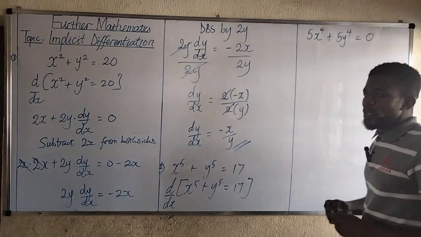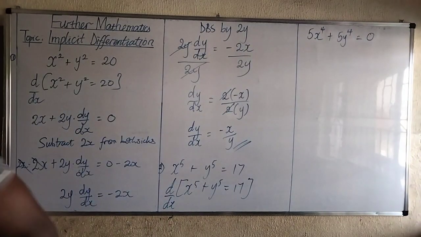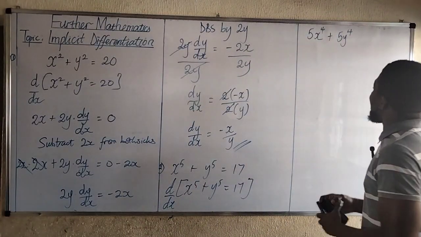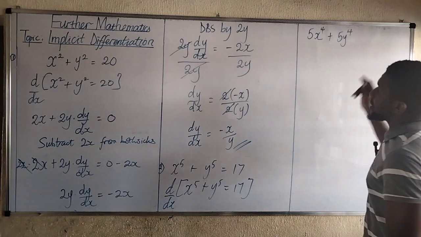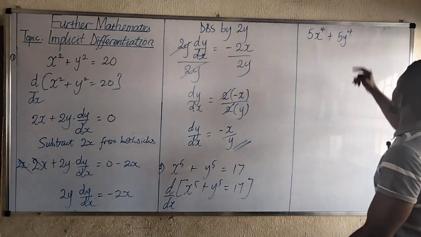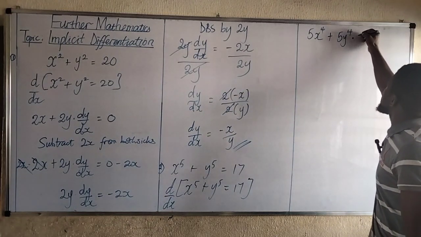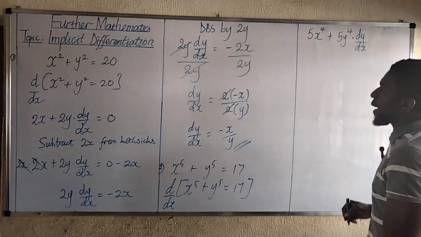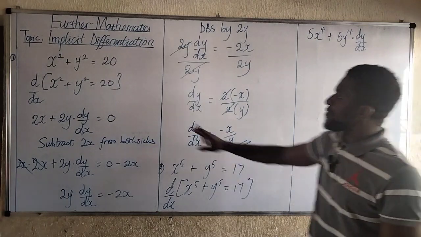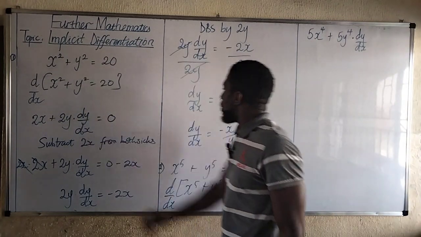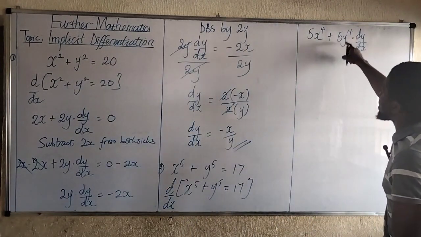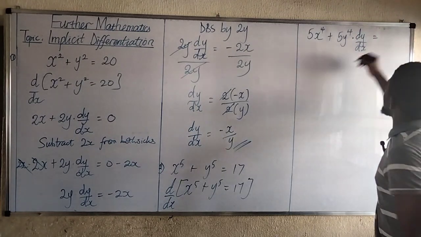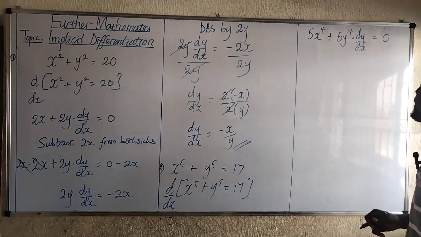But you recall that we said when we differentiate a term in y, we should add what? The dy dx. That is the idea behind implicit differentiation. So here we are going to add what? The dy dx, because it is a term in y. We did it in the first one when we differentiated y squared, we added what? The dy dx. Then when we differentiate the constant, it will still be 0.